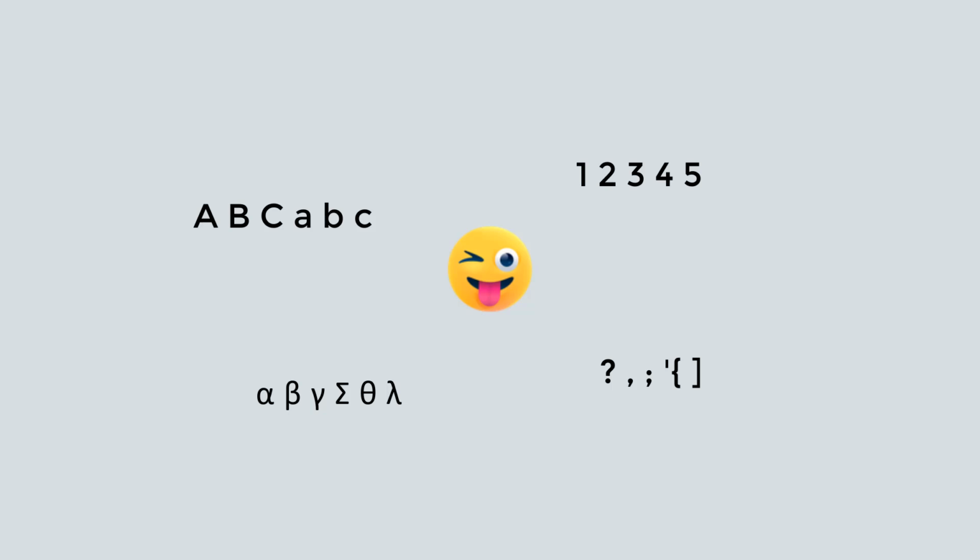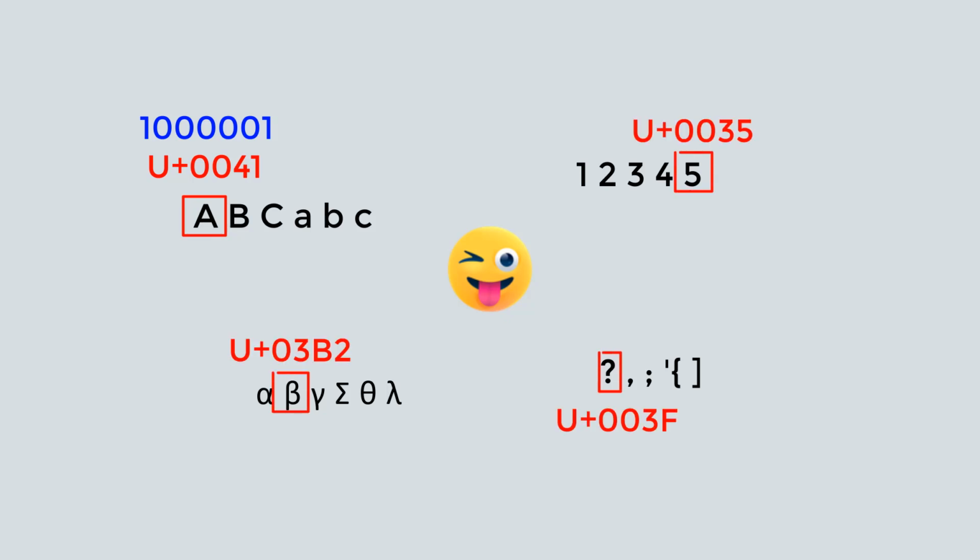A computer does not store the letter A directly. It stores a numerical code that has been assigned to the letter A. That number is then represented in binary. The same idea applies to every other character. A character may be a letter, a digit, a punctuation mark, a mathematical symbol, or an emoji. A character encoding is an agreed mapping between characters and numerical values. Once that mapping is defined and agreed on, the computer can store and process text using binary.